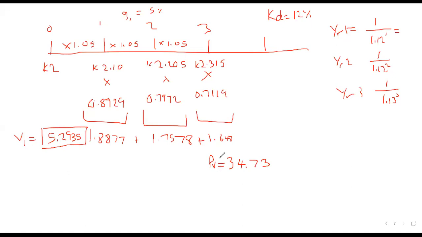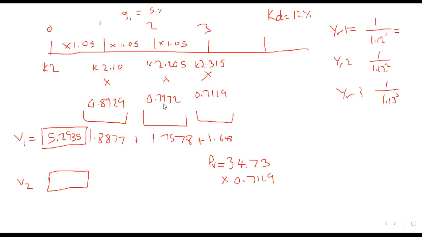What do we do? We discount it. So we multiply this one times what? 0.7119. What becomes the present value here? Come again on that step.